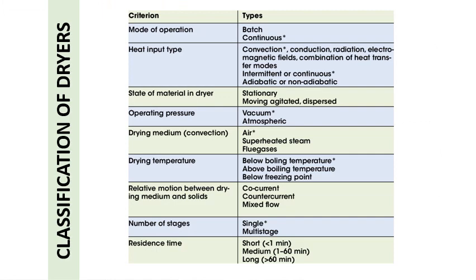And when you're talking about the classification of dryers, we can classify dryers on different criteria, such as mode of operation, heat input type, state of material in dryer, operating pressure, drying medium, drying temperature, relative motion between drying medium and solids, number of stages, and residence time. According to all these criteria, dryers can be classified into different classes.